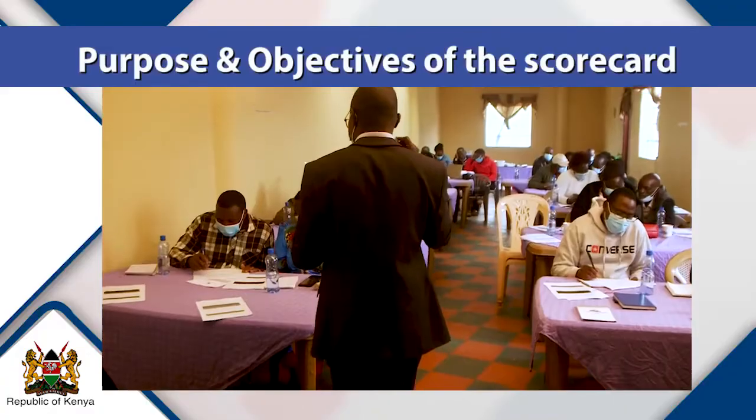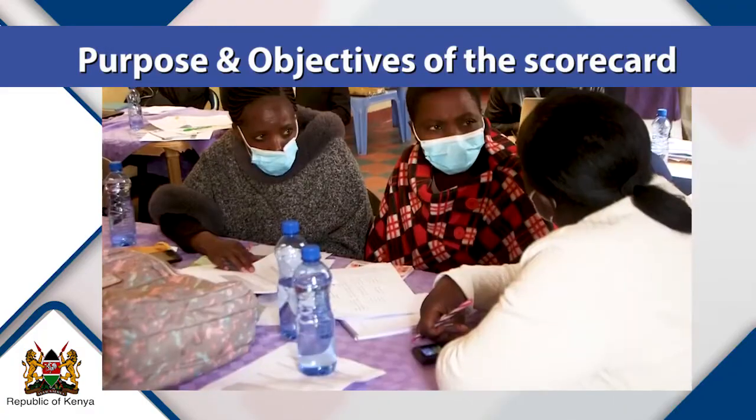Such that now we have identified we have a gap in staffing, we have no option but to bring in fresh blood. We get the new staff. If it is ambulance services, we have no option but to ensure in our budgeting cycle we have money meant for ambulance. Purpose and objectives of the community scorecard.